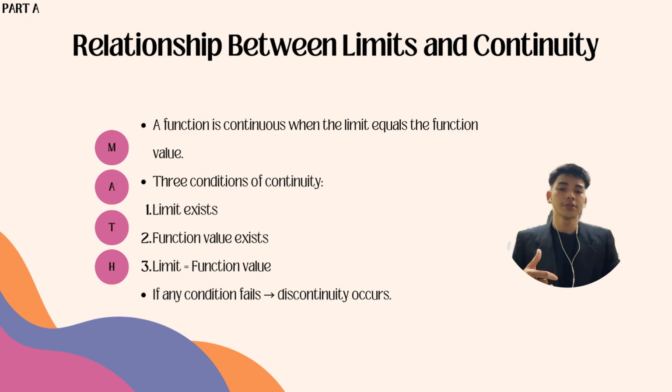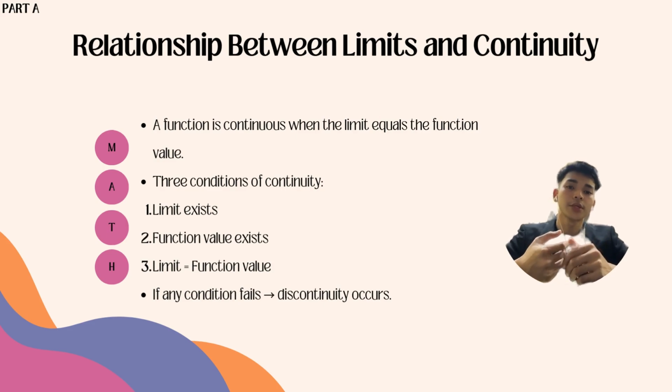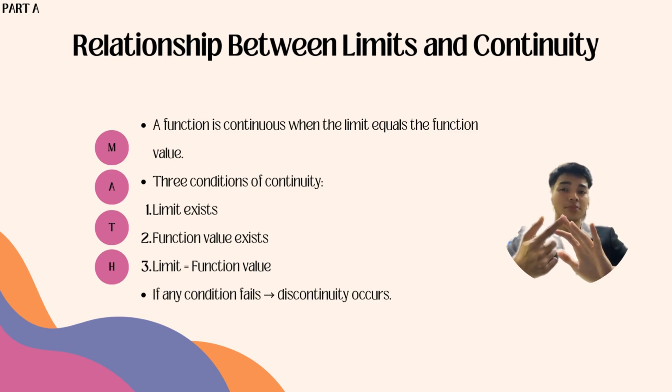Alright, now I will explain the relationship between limits and continuity. A function is continuous at a point when the limit as x approaches that point is equal to the function's actual value. This requires three things. The limit must exist, the function value must be defined, and both must be equal. If any one of these conditions does not hold, then the function is considered discontinuous. This relationship is important because limits help us understand the behavior of a function near a particular point.